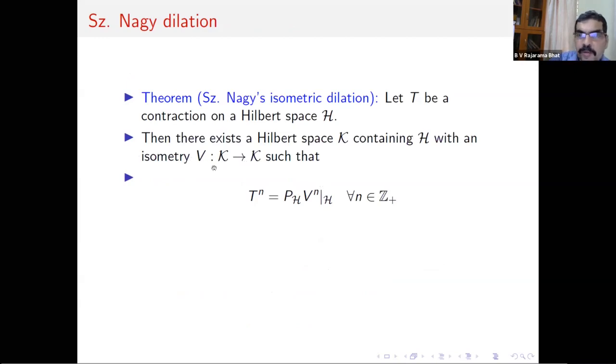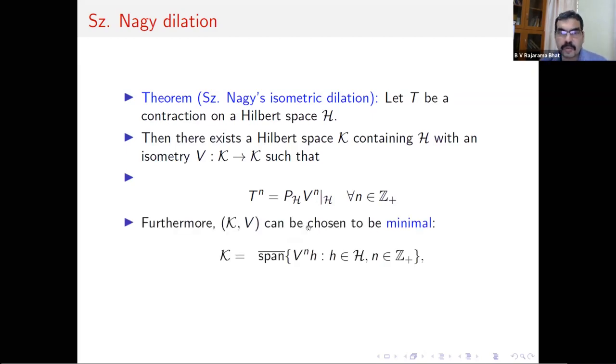So you want to have an isometry V where powers of V, when you restrict back to H, you get T to the power N. So this is exactly like the Halmos dilation, except that now you have it for all N, all powers of V, and you get back all powers of T. So we often call it power dilation, or Nash dilation. This is the most natural result. Any contraction can be dilated to an isometry like this.